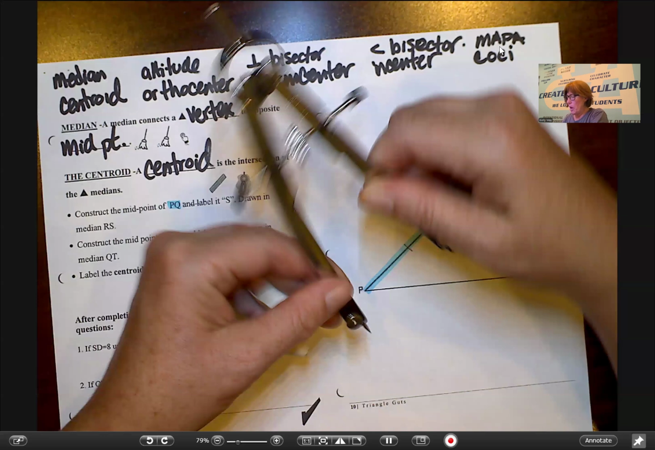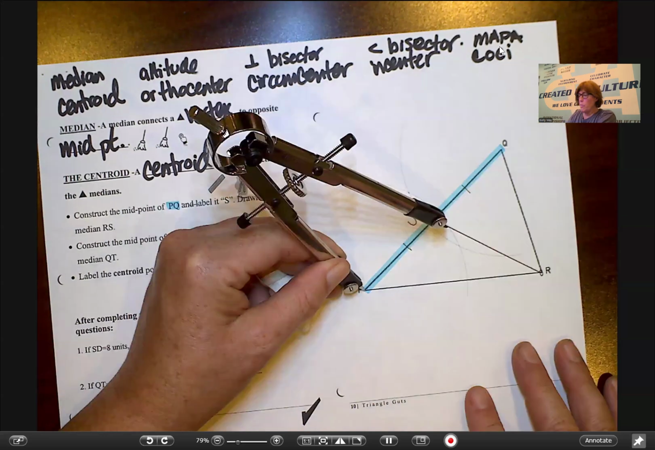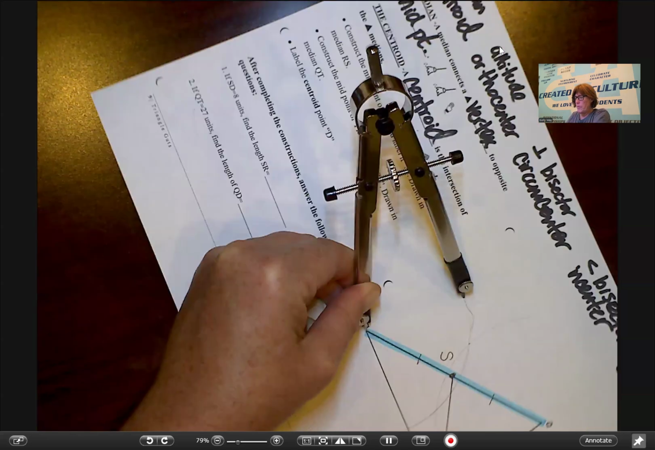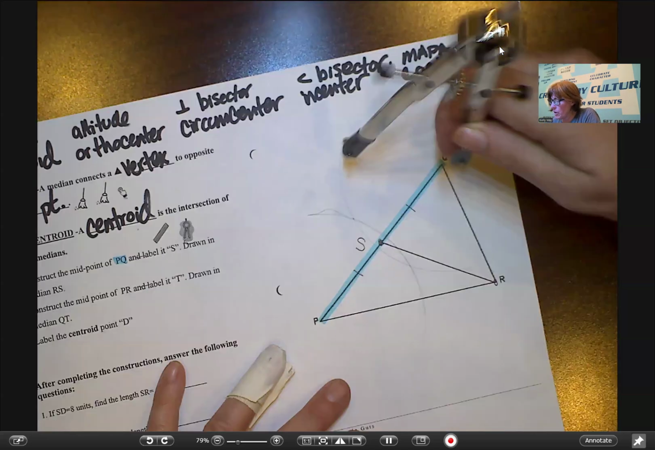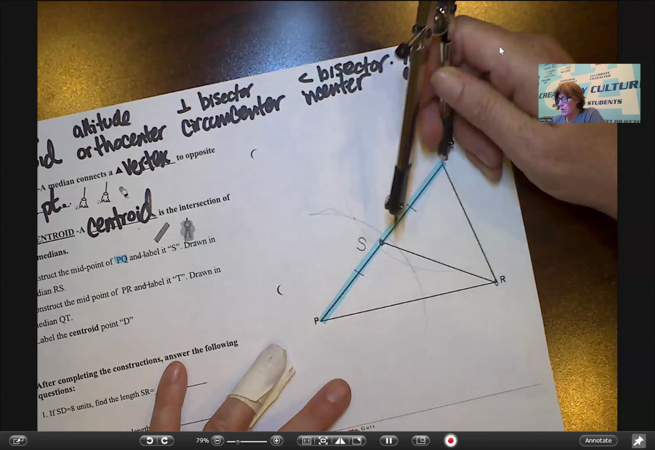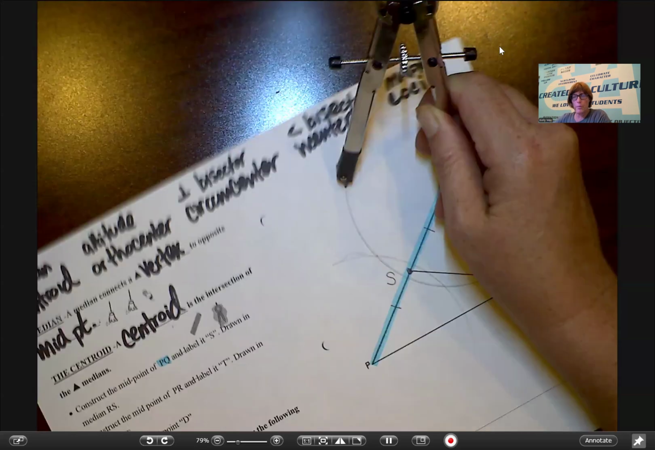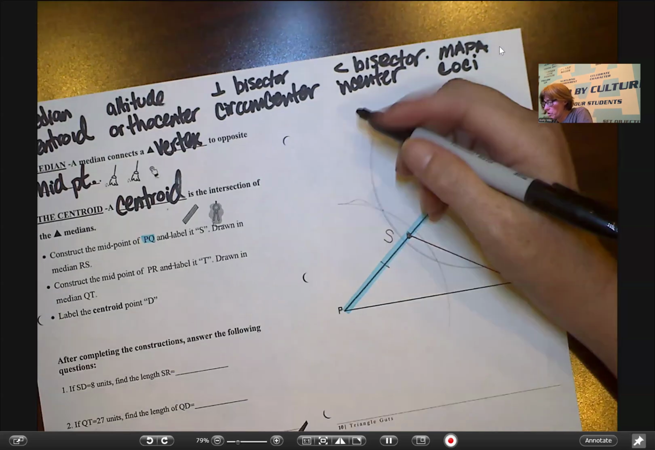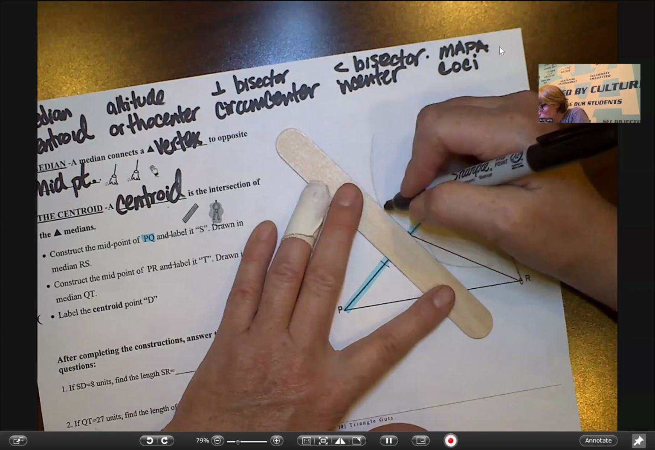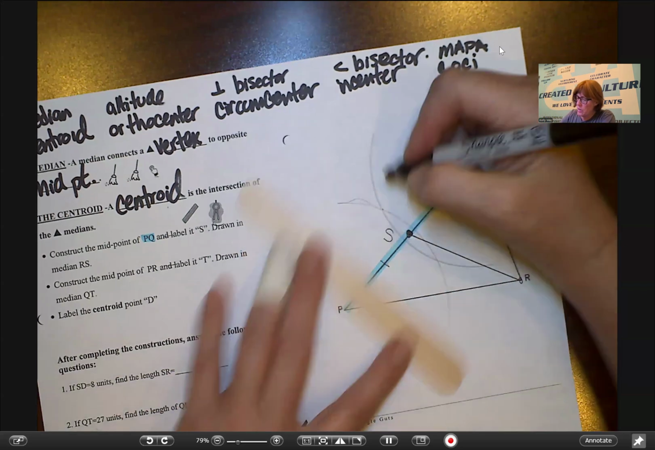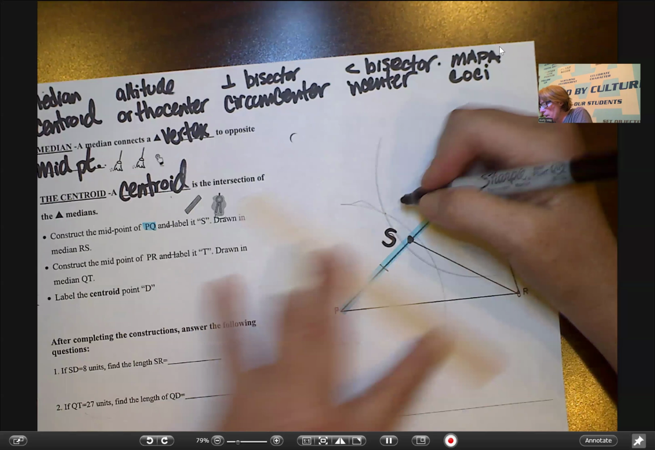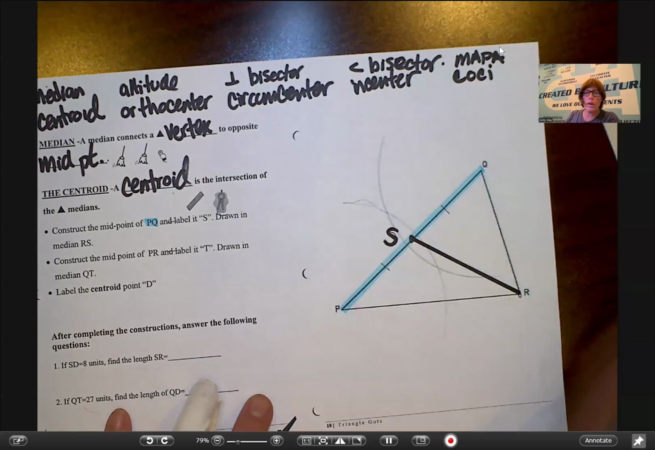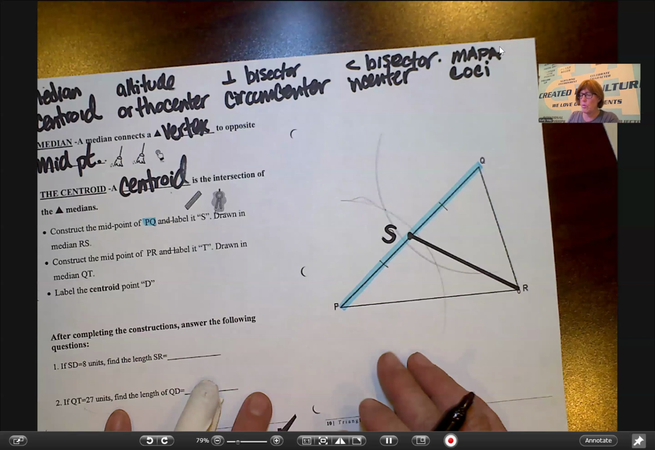All right, so I'm going to plant and twirl the paper, make a sweep. And I'm going to come over here, plant, twirl the paper, sweep. Going to line up these points of intersection. Put a dot there. That's our median S. And I'm going to draw in a median RS. So we're done with that one.